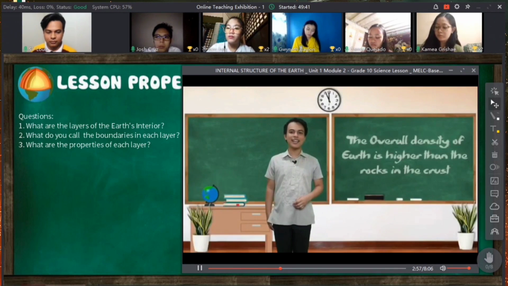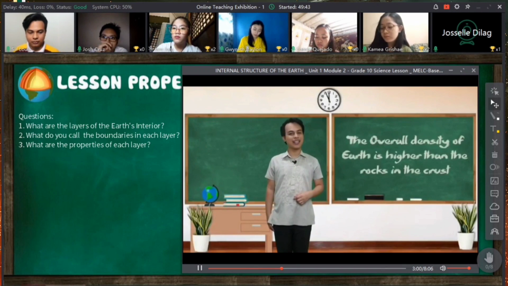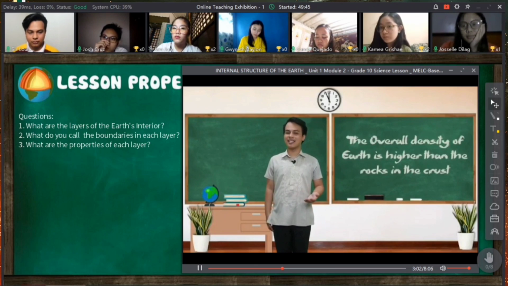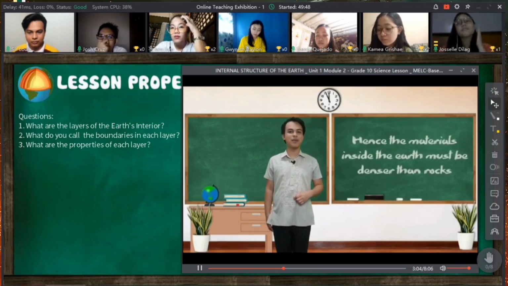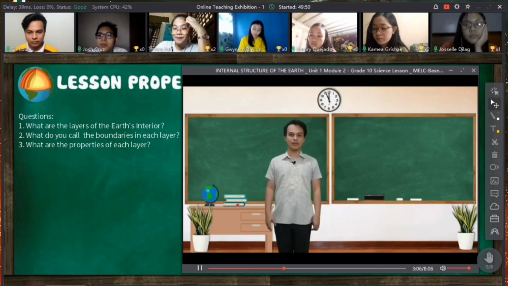Pangalawa, the overall density of the Earth is way higher than the density of rocks in the crust. This suggests that the inside must be made up of something denser than rocks.